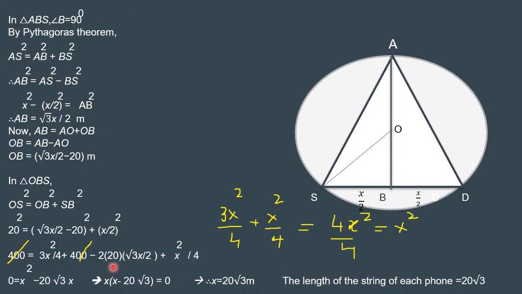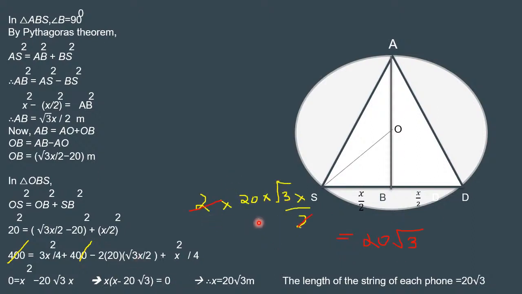Now this thing minus 2 into 20 into under root 3 x by 2. So 2 will get cancelled and you'll get 20 root 3. So x square minus 20 root 3 x. Now take x common. You'll get x minus 20 root 3. When you send x that side, it will be 0. So x minus 20 root 3 is equal to 0. x is equal to 20 root 3. So the length of the string will be 20 root 3. Okay, I have corrected it. x is 20 root 3 and the length of the string is x, so it is 20 root 3 meters.